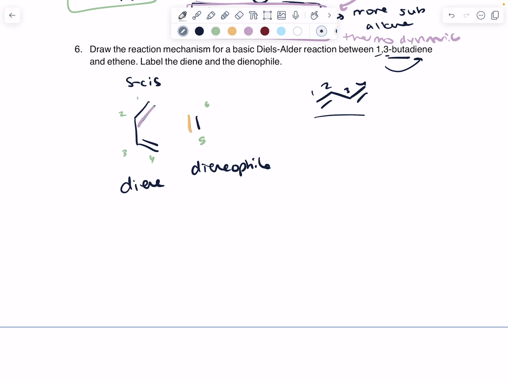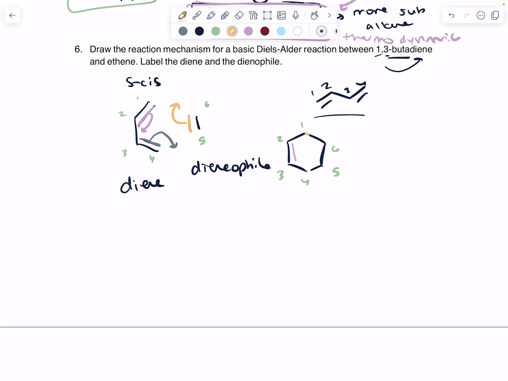And then I also like to highlight my bonds that are going to be in the action in colors so that you can see. So these electrons right here are going to make a new bond between 4 and 5. These are going to make a new bond between 1 and 6. And these are going to make a new pi bond between 2 and 3. So we always get a 6-membered ring for a Diels-Alder. So 1, 2, 3, 4, 5, and 6. And you get the new pi bond formed between 2 and 3.